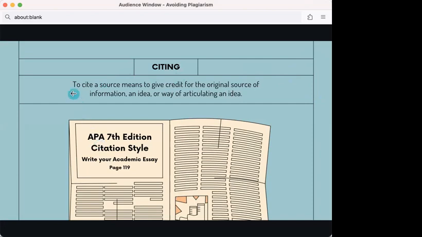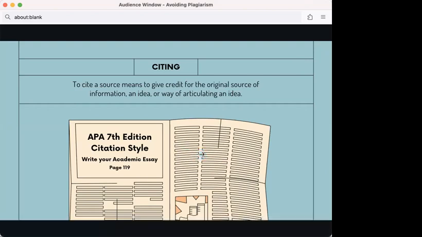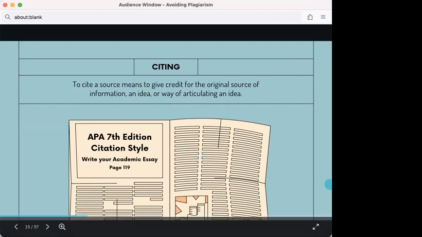Citing, or to cite a source, means to give credit for the original source of information, or maybe an idea or way of articulating an idea. We're using the APA 7th edition citation style. It is also used in the undergraduate thesis. So you can also check the details of APA 7th edition in the Write Your Academic Essay book, page 119.